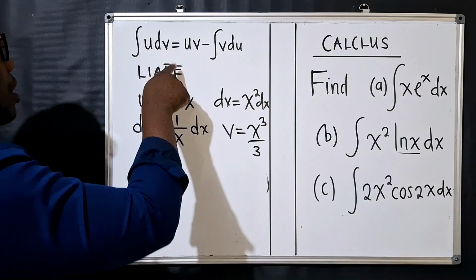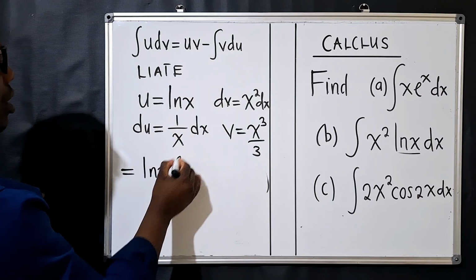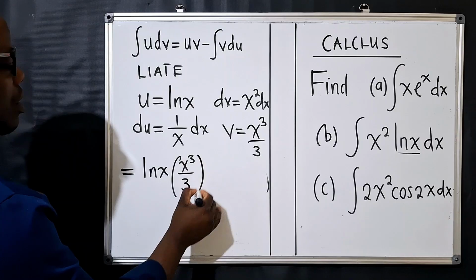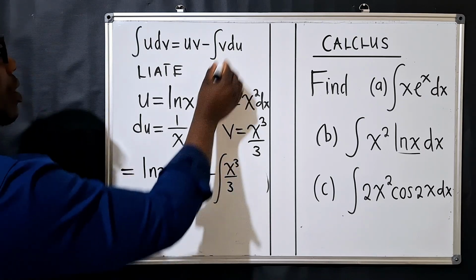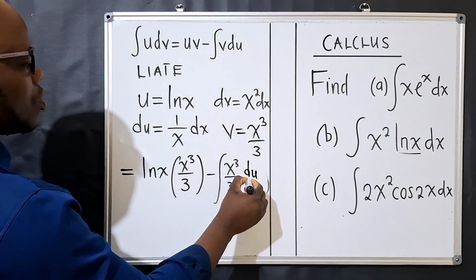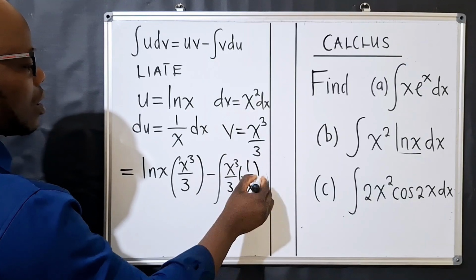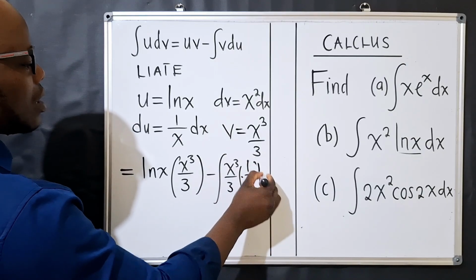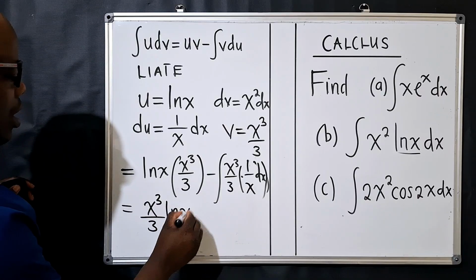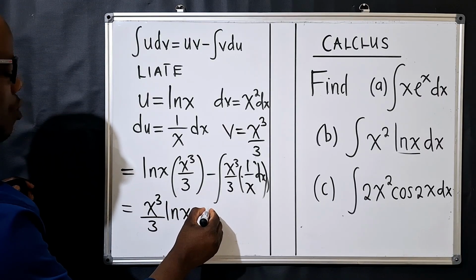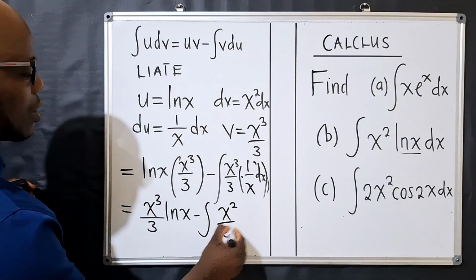Thereafter, we plug them in our formula. So it will be equal to, what is my u? It's ln x. What is my v? It's x^3 over 3 minus, what is my v here? It's x^3 over 3. And what is my du? My du is 1 over x dx, okay? So we get x^3 over 3 ln x minus the integral of x^2 over 3 dx.